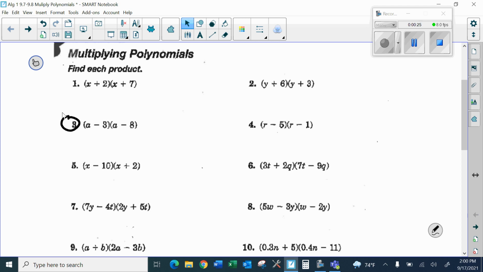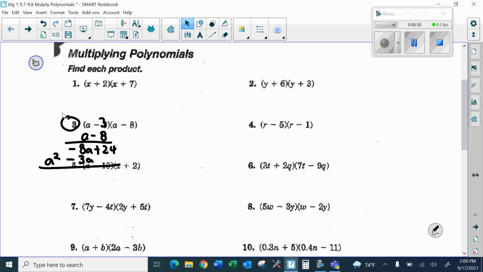Now, the way I recommend to do it is to line it up like multiplication in elementary school. So here you have a minus 3 times a, so that's a 3 minus 8. I do negative 8 times negative 3, that's positive 24. Negative 8 times a is negative 8a. A times negative 3 is negative 3a, and a times a is a squared.